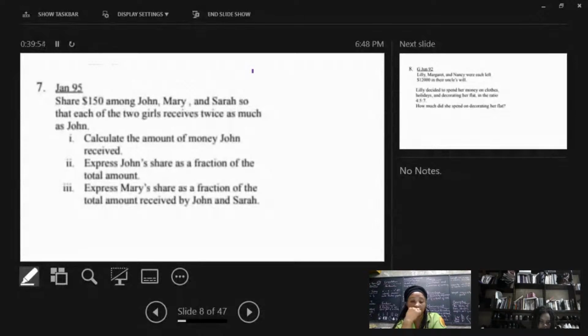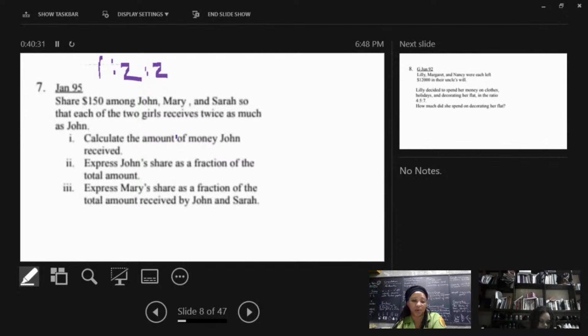5 to 4 to 4. Mary and Sarah each get twice as much as John. No, each of them gets twice as much as John. So it would be 2 to 4 to 4. Reduce that: 1 to 2 to 2. So John gets 1, Mary gets 2, Sarah gets 2.